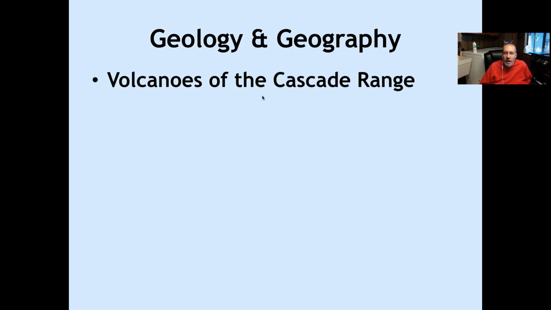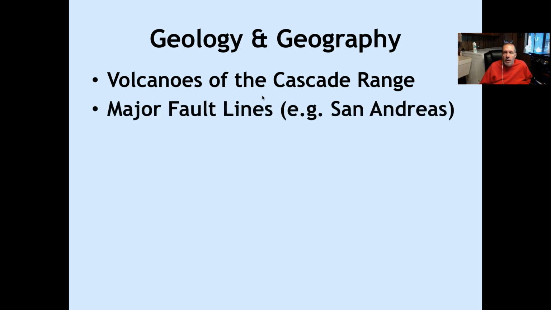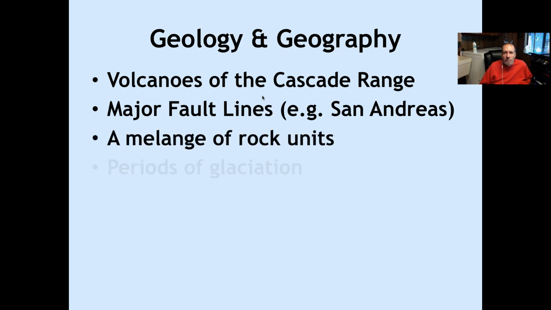I mentioned we have volcanoes from the Cascade Range, predominantly Lassen, being the very northern extent of the Sierra Nevada, and Shasta starting the southern end of the Cascades, major fault lines, all sorts of rock units.